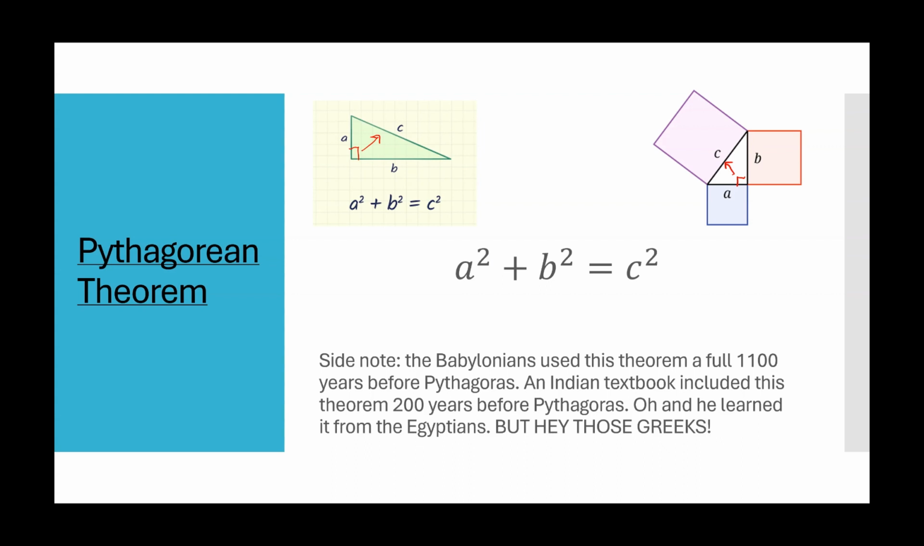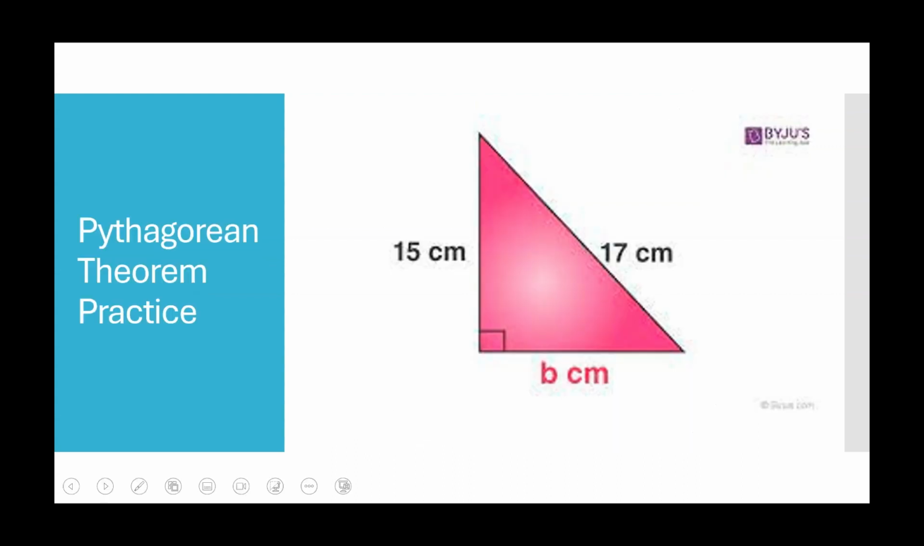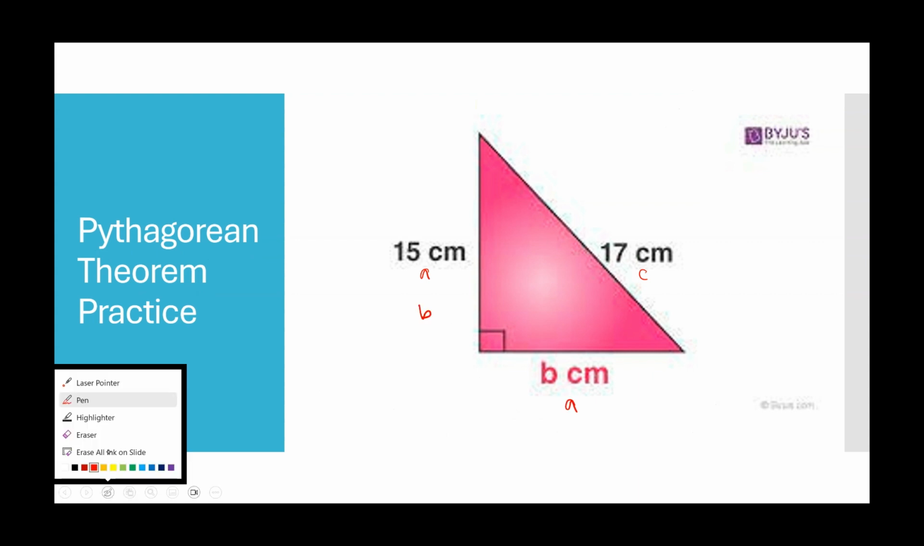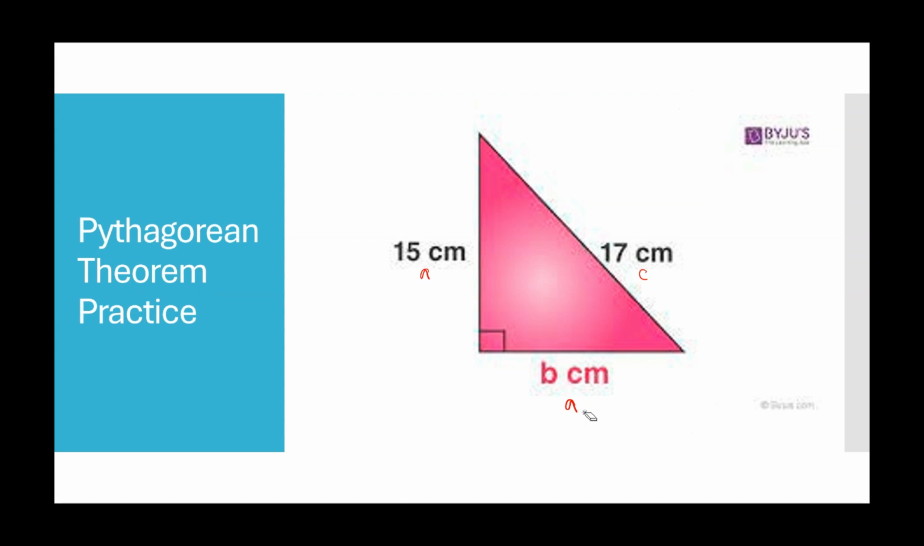So let's look at a problem. We have here A is 15, B we don't know, and C is 17. Side note, could this have been A and this have been B? Absolutely. We just didn't decide to do that, but it's all just a choice. Anyway, let's solve.